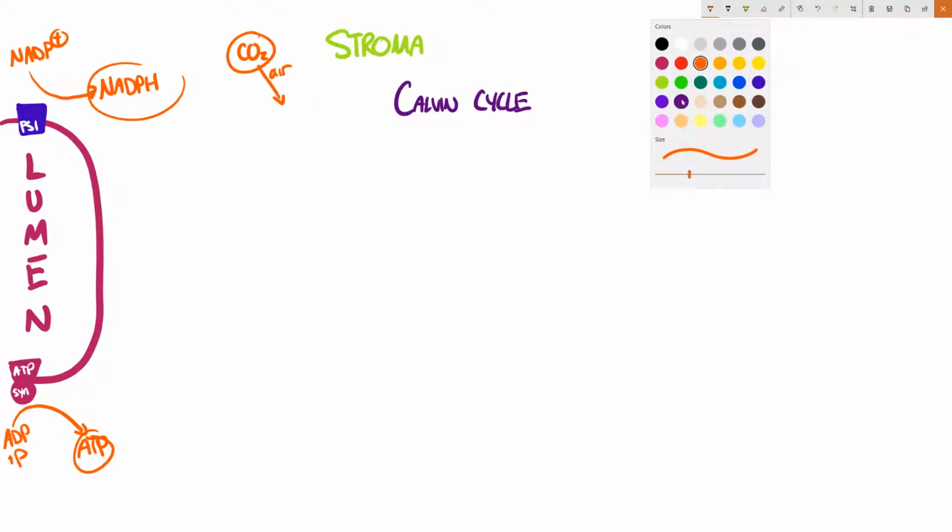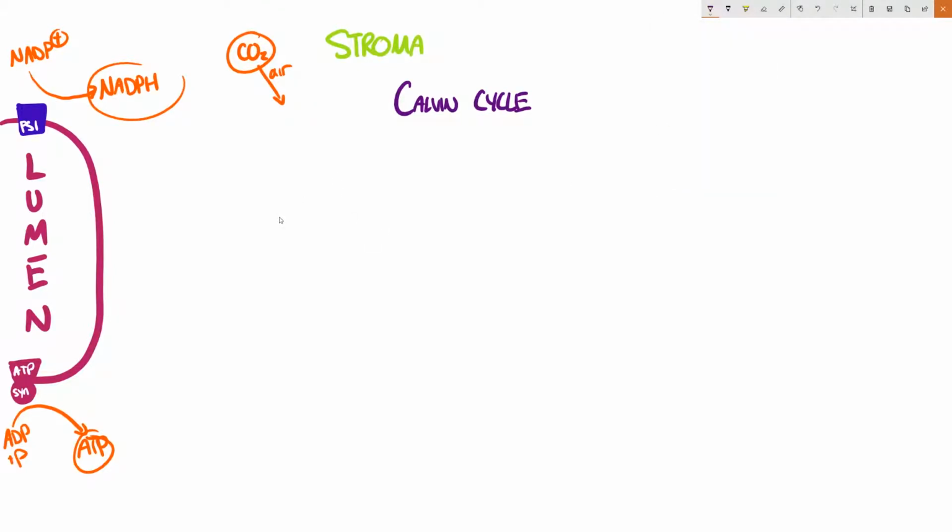What about our starting point? So what's already going to be there is ribulose bisphosphate. This is a 5 carbon compound, and it's going to join with carbon dioxide. Okay. So let's go 1, 2, 3, 4, 5, and we have one of the carbons from carbon dioxide.